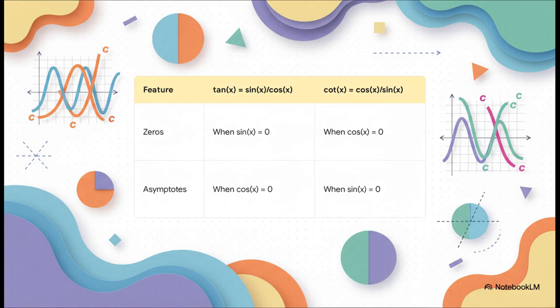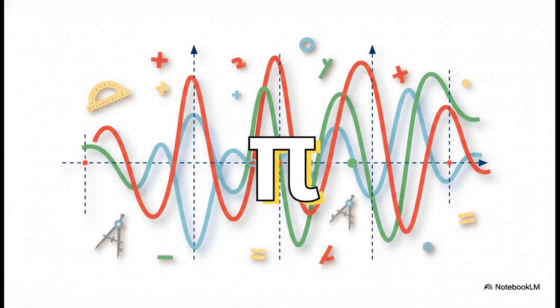And it works the other way too. Where one graph has a 0, the other one has a break. They're like perfect mirror images of each other's behavior. It's pretty neat. And here is one really crucial difference you've got to remember.